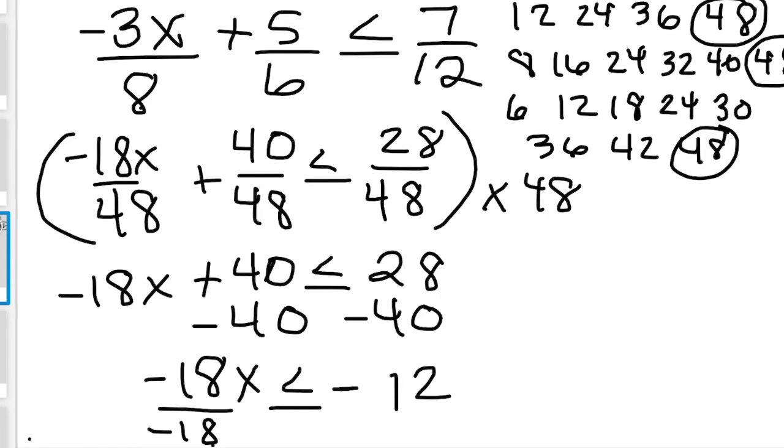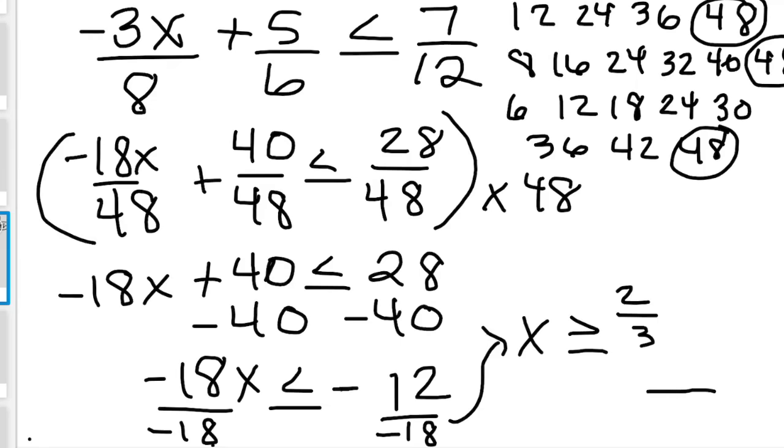And then I'm going to divide both sides by negative 18. So then I have x. I'm going to flip the sign. Is now greater than or equal to. A negative divided by a negative is a positive. And I actually have a fraction for an answer, which is common when you have fractions in your original problem. So I have 12/18, which can simplify, because both 12 and 18 can be divided by 6, can simplify to 2/3.